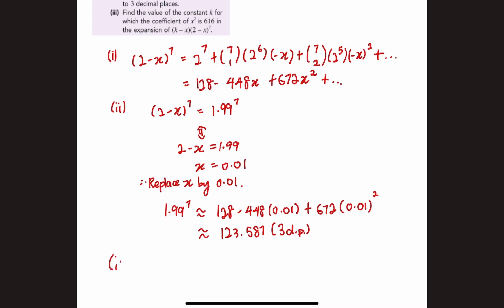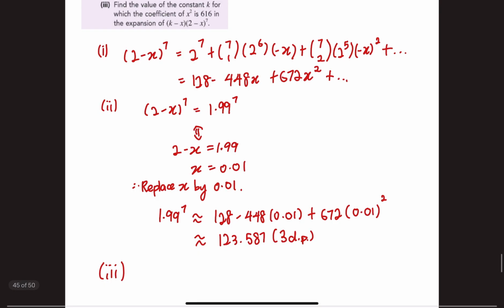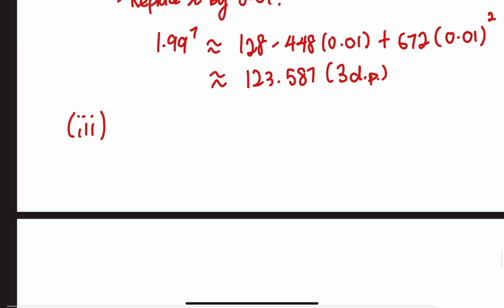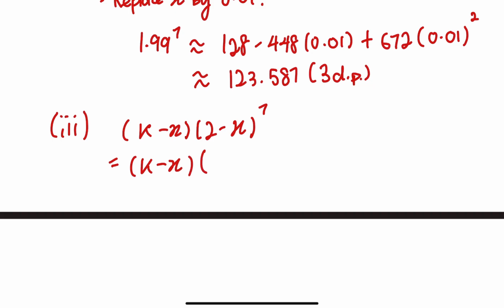Last part 3. Find the value of the constant k for which the coefficient of x squared is 616 in the expansion of k minus x times 2 minus x the whole thing power 7. So let's rewrite the expansion first. I'm going to write k minus x times 2 minus x the whole thing power 7. This is the same as k minus x times 2 minus x, I found the expansion earlier: 128 minus 448x plus 672x squared plus dot dot dot.